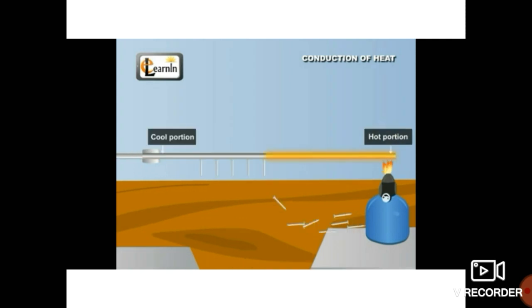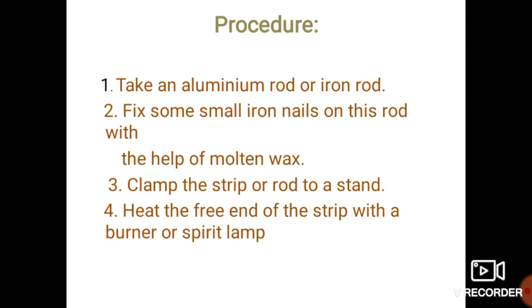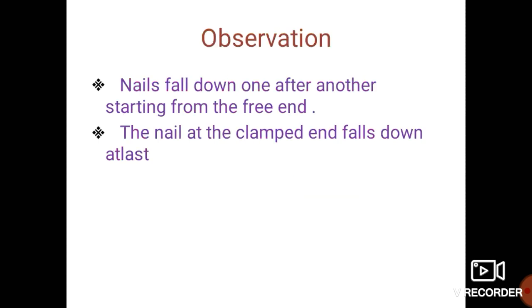Okay, this is the hot portion, this is the cold portion, and this is how heat is transferred. So this is the procedure. We have to take an aluminum rod and fix some small iron nails on this rod with the help of molten wax. Then clamp the rod to the stand and heat the free end of the strip with the burner or the spirit lamp.